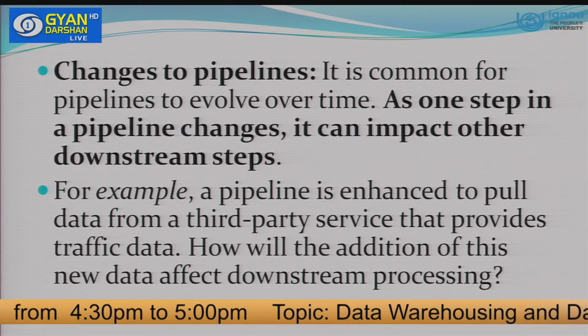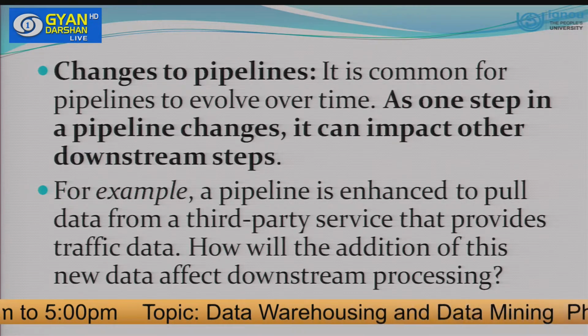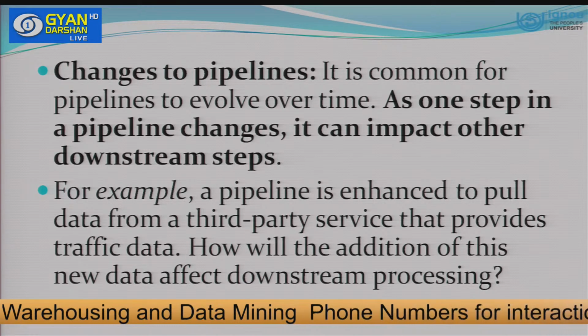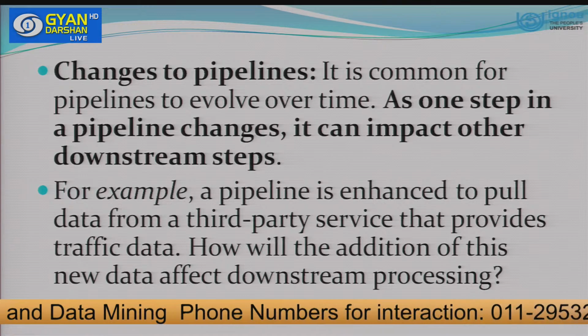For example, a pipeline is enhanced to pull data from a third-party source that provides traffic data. How will this addition of new data affect downstream processing? This particular thing is new, and upon the change, how will it be changed across the downstream pipeline? Those need to be addressed.